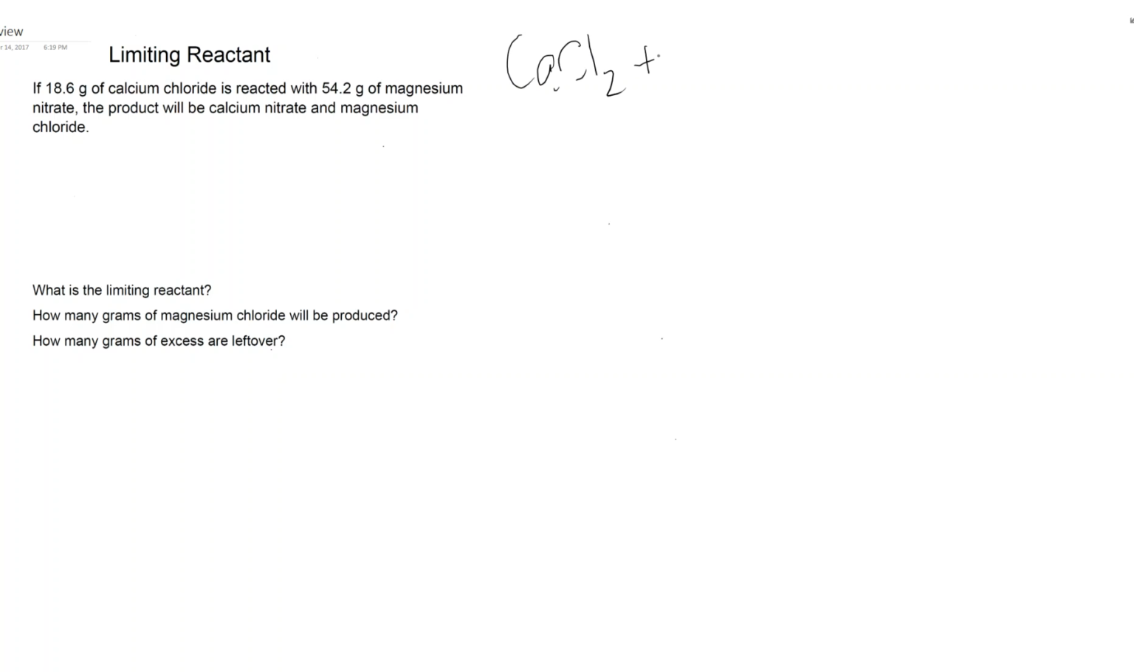As always, we start with a balanced chemical equation, which is CaCl2, calcium chloride, plus magnesium nitrate, which is MgNO3, reacting to form calcium nitrate, CaNO3, plus magnesium chloride, MgCl2. When we look at this equation, it's already balanced, so all of the coefficients are 1.